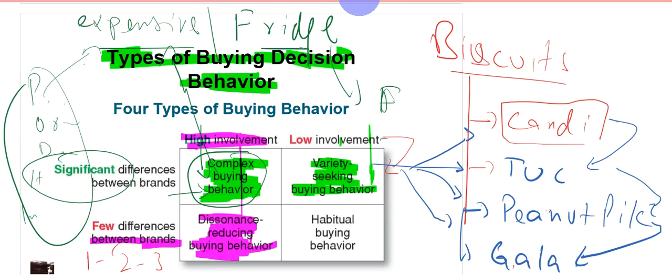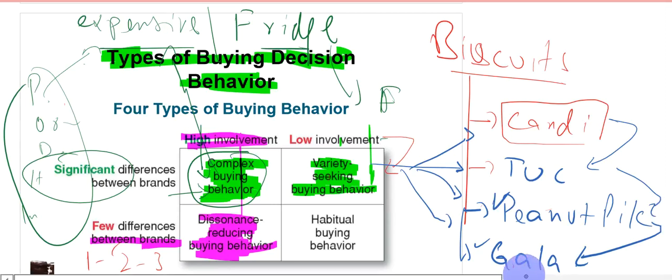Variety seeking means just for the sake of change we go to the other brand, and just for the sake of purchase we go to the other brand. So we are moving towards other brands not because we are dissatisfied with the brand, but because we want to seek difference. Okay ji. And next it is habitual buying behavior.